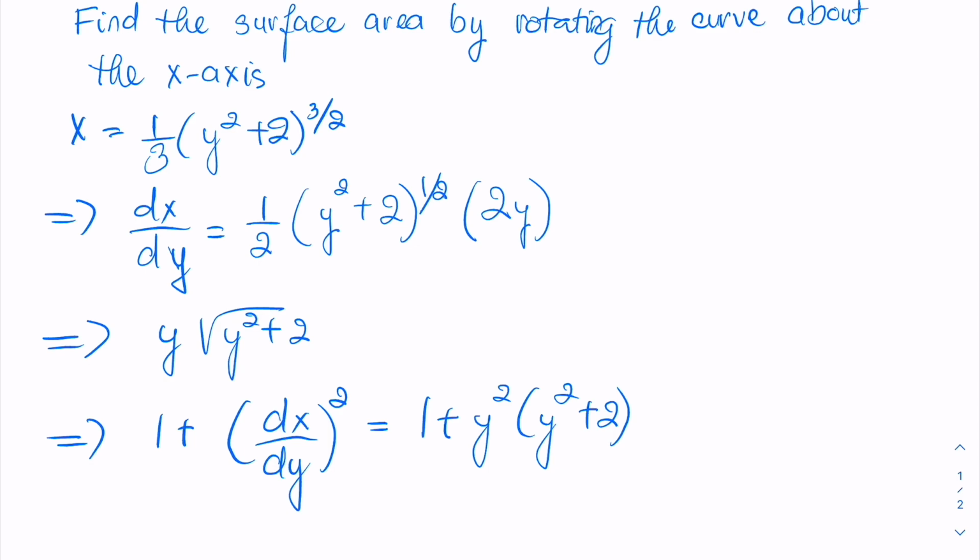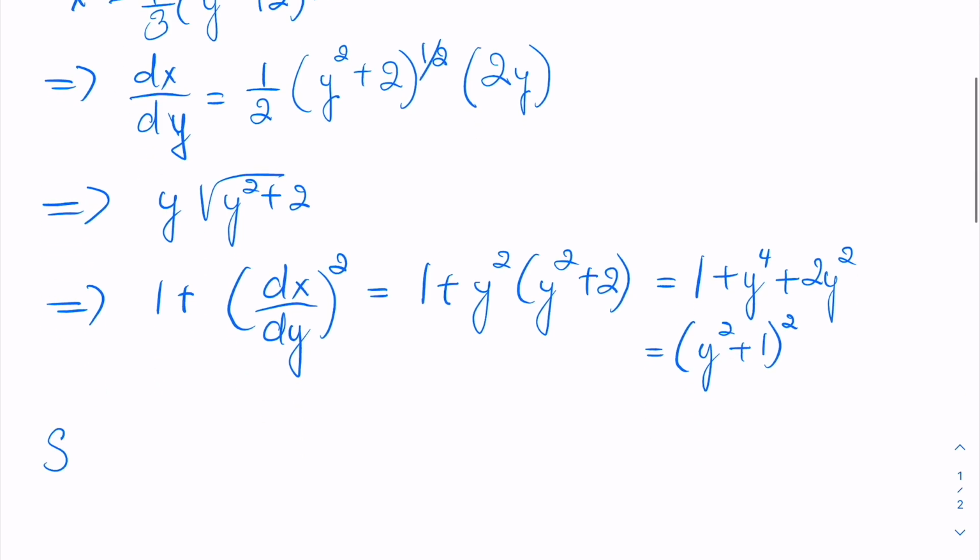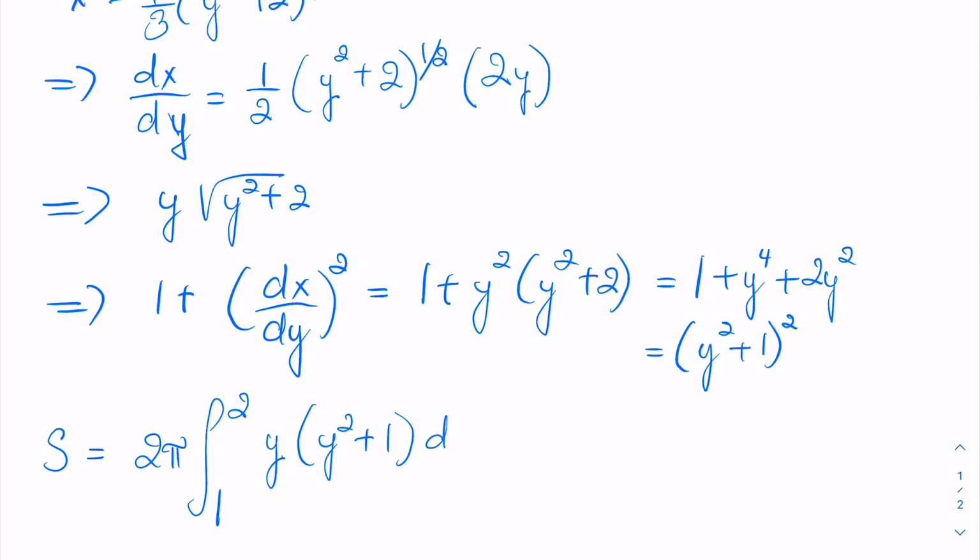And then when you simplify that, you're going to get 1 plus y to the 4th plus 2y squared. And then when you factor, you ended up with (y squared plus 1) squared. So for the surface area, I can take out the 2 pi. From 1 to 2, I get y times (y squared plus 1) dy.